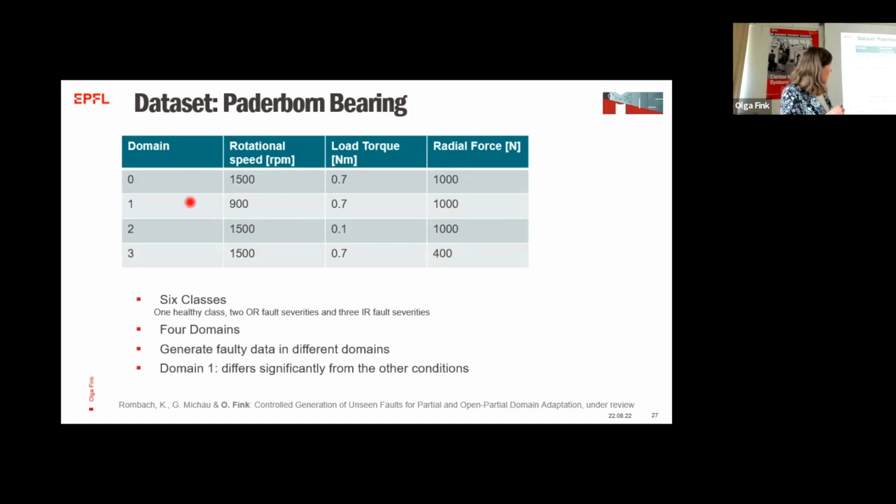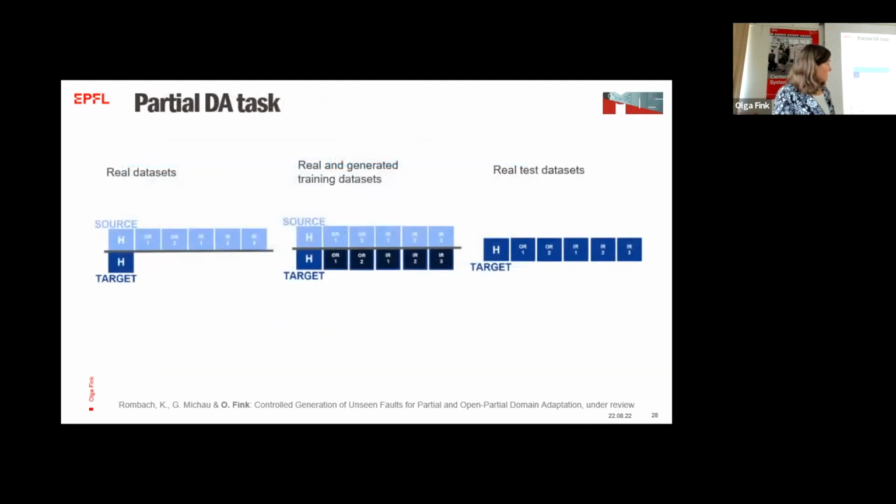So here we have 4 different domains. We have now a bit fewer classes, so it's just 6 classes. We have 2 different fault types. One fault type has 2 severity levels, and one fault type has 3 severity levels. And in fact, this domain 1 is the one that is the most dissimilar. So a lot of the other studies that have been working on the data set have rather excluded it from their consideration. So we performed 2 parts of the experiments, one of them without that domain. So this is the resulting task that we are trying to solve.